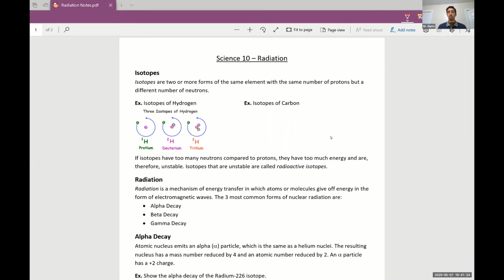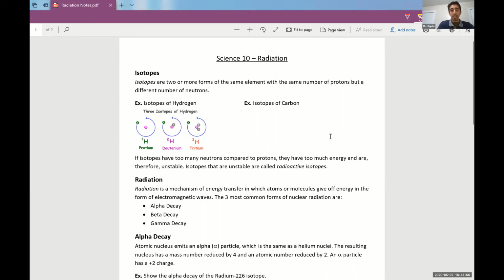Today we're going to be covering radiation. We're going to start off with isotopes. What are isotopes? And we're going to end off with three forms of radiation: alpha decay, beta decay, and gamma decay. So if this is your first time hearing these terms, alpha, beta, gamma, I'm going to make this as simple as possible for you by just giving you a magic formula that will help you answer a lot of these sorts of questions. Let's start off with isotopes.